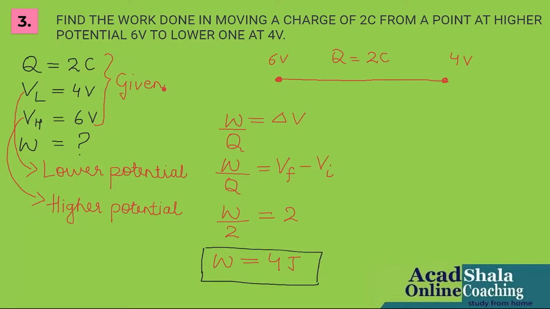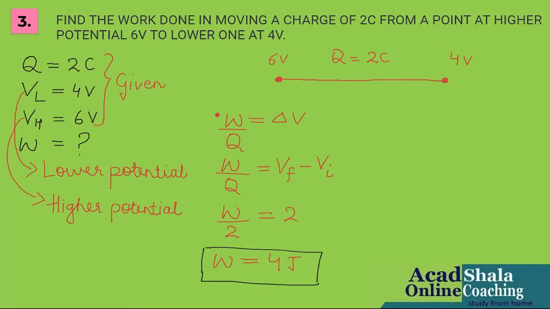Now what do I have to find out? I have to find out the work done. So I have written W equals question mark, that this I have to find out. Correct. Now I will also make this according to the demand in the numerical: a charge of 2 coulomb is moving from 6V to 4V, that is, from higher potential to lower potential, and the values I have written over here.